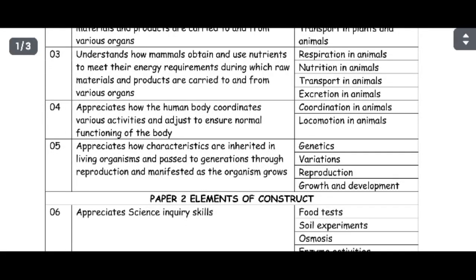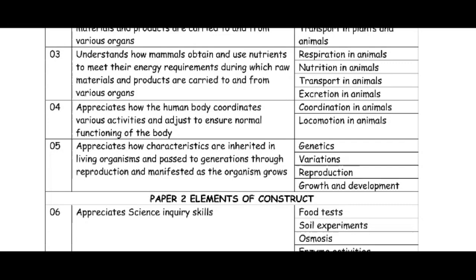A learner understands how mammals obtain and use nutrients to meet their energy requirements, during which raw materials and products are carried to and from their various organs. There we look at respiration in animals, nutrition in animals, transport in animals, and excretion in animals. So here, basically, element of construct 3 looks at animals.